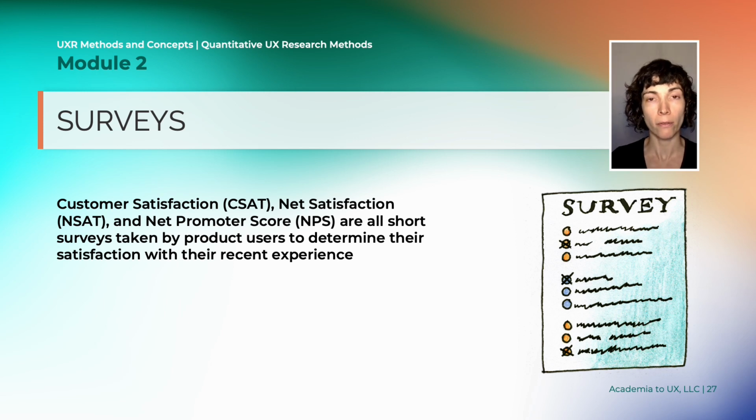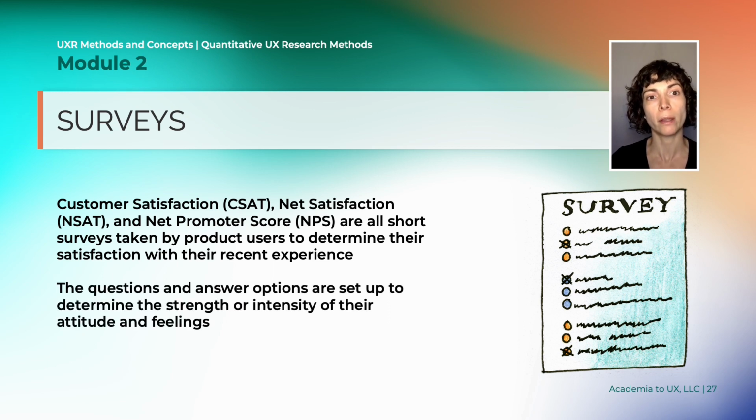Like the CSAT, they're effectively short surveys taken by product users about the strength or intensity of their attitude and feelings about a recent experience with a product. The different measures, CSAT, net satisfaction, and net promoter score, all have pros and cons, but they still effectively stand as check the engine light signals, letting the researcher know by looking under the hood if there is an issue going on, such as low satisfaction, that needs further exploration.